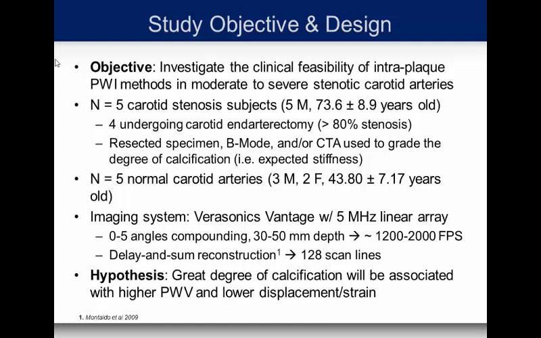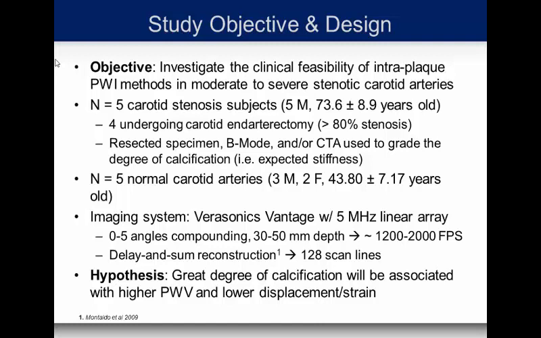The specimen that was resected, the B mode, and also the CT angiogram that we obtained for some patients, we use those to grade the degree of calcification. That will become more apparent as I show results, but there are characteristics in the specimens, the B mode image, and the CTA that we can correlate with how calcified the artery is, so we can expect what the stiffness will be.